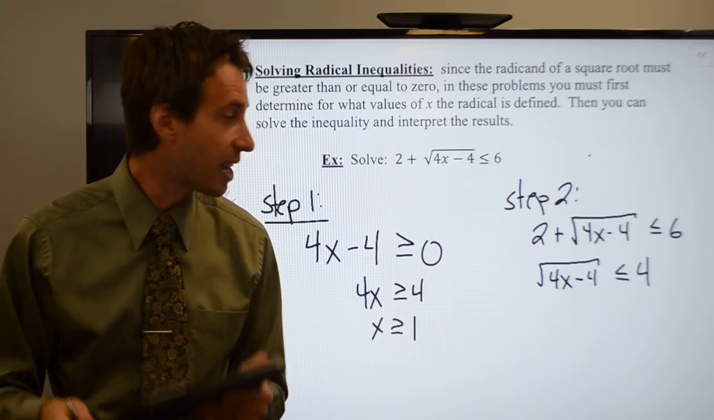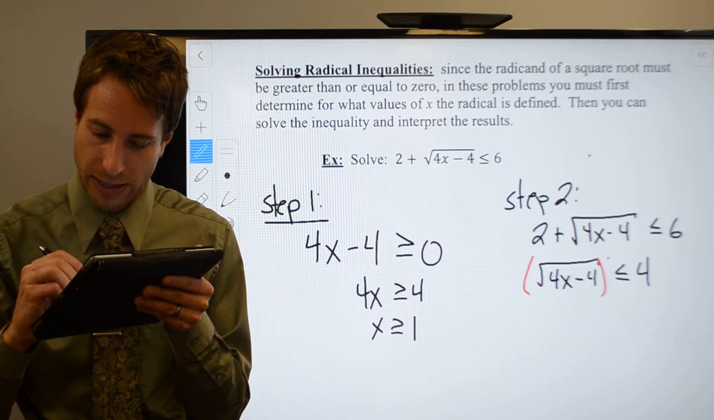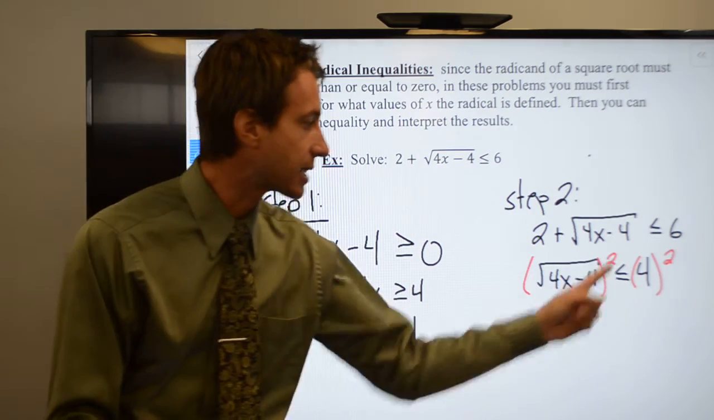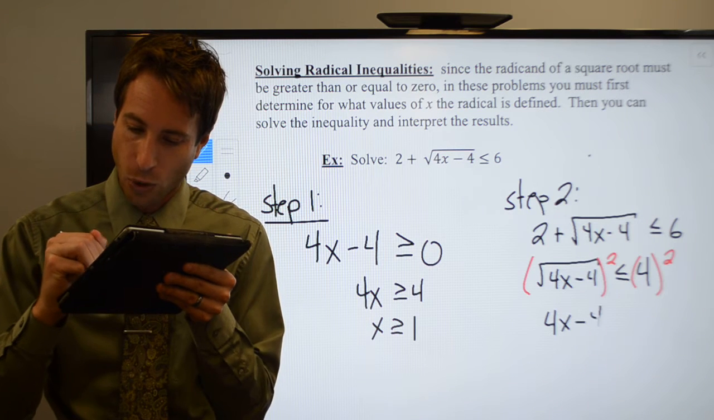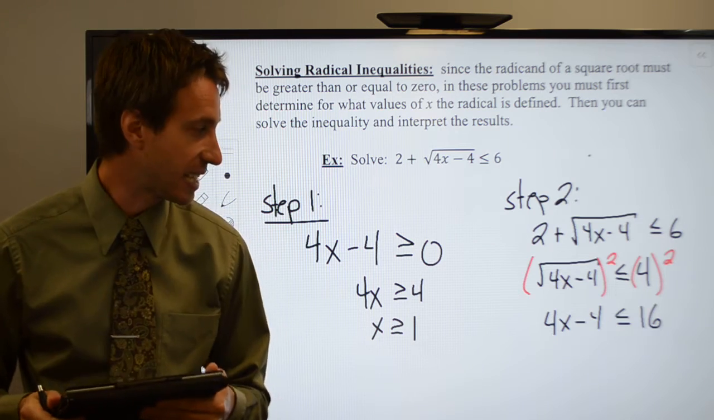Great. Now that I've done that, my index is a 2. We raise both sides to the second power because algebra says whatever you do to one side, you have to do to both sides. And because the index and the power are the same, they cancel each other out. 4x minus 4 is less than or equal to 4 squared, which would be 16.